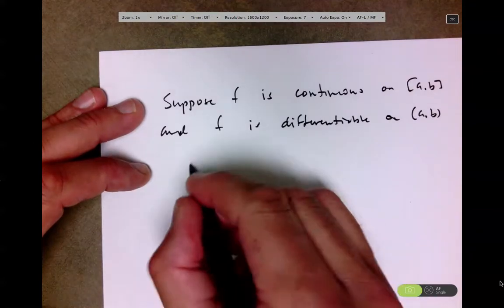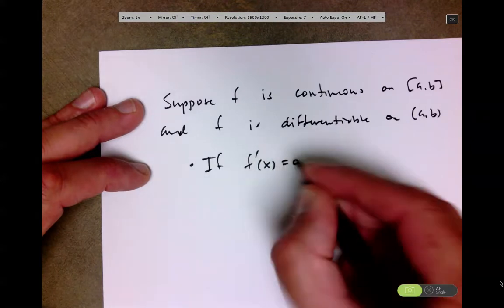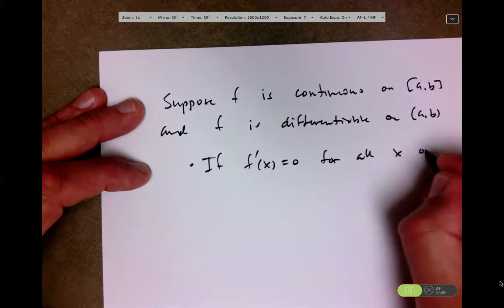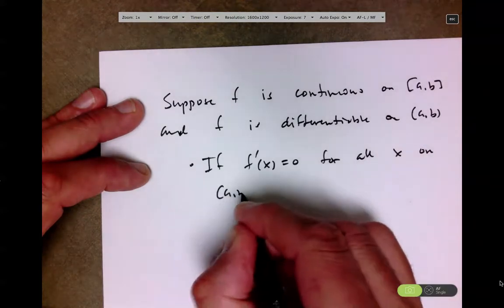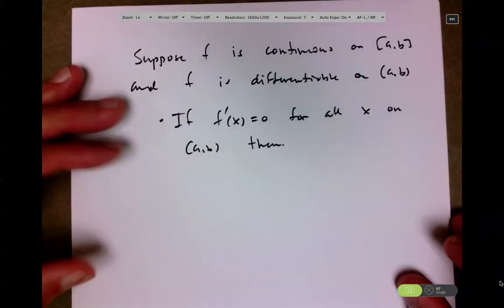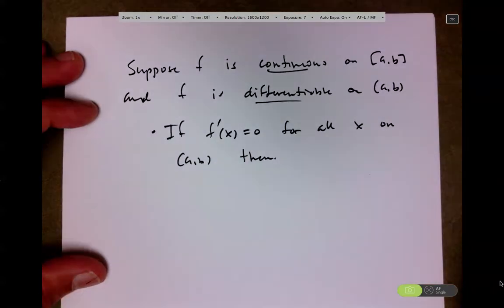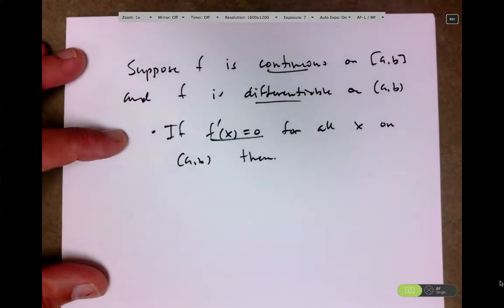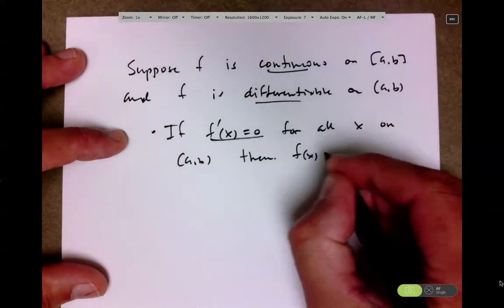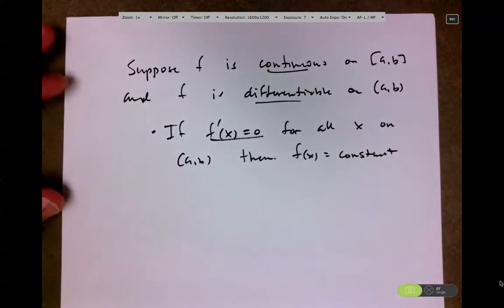And then the theorem says if f prime of x is equal to 0 for all x on the interval from a to b, then what conclusion can we make? All right, it says the function is continuous and differentiable on a to b, and the derivative is everywhere equal to 0. Well, that tells me that the function f of x must be a constant. Okay, f of x must be a constant function.